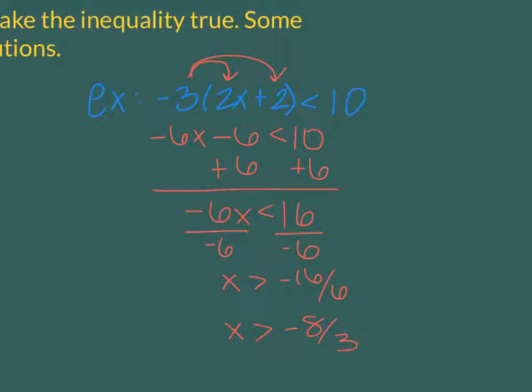From here, I'm going to draw my solution set on a graph, so I draw my number line. I have negative 8 thirds, and then 0 is greater than negative 8 thirds, so that's going to be somewhere over here. And then I draw my solution set. So I'm going to put an open circle at negative 8 thirds because it's greater than, not greater than or equal to. And then my arrow is going to be everything to the right of that.